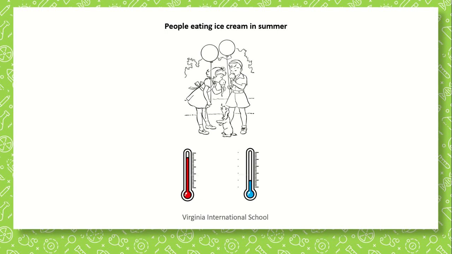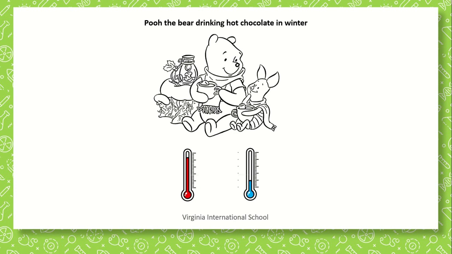Let's try and solve this. People eating ice cream in summer. Does that mean that the weather is hot or cold? It's hot. The temperature is high in the red zone. Excellent. Next, Boo the bear is drinking hot chocolate in winter. Does that mean it's cold or hot? It's cold. It's in the blue zone.